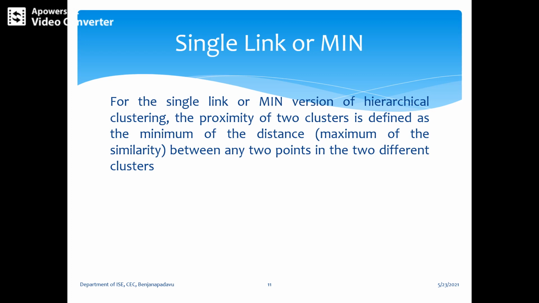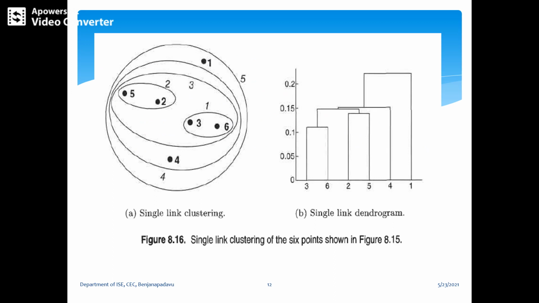The single link technique is good at handling non-elliptical shapes but is sensitive to noise and outliers. We will take an example in the next slide. This is Figure 8.16, single link clustering of the 6 points as shown in the earlier figure 8.1.